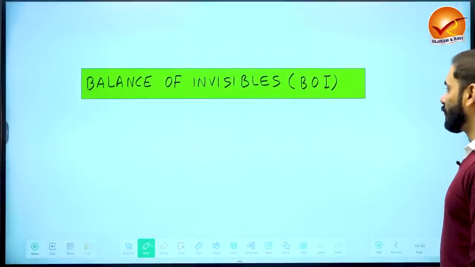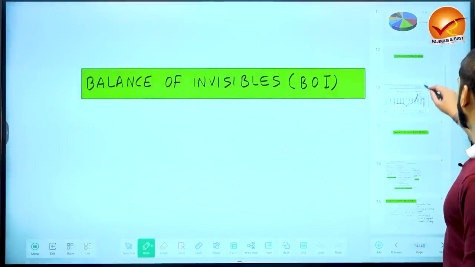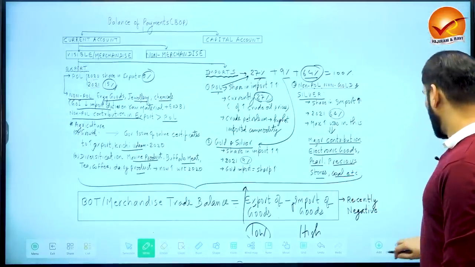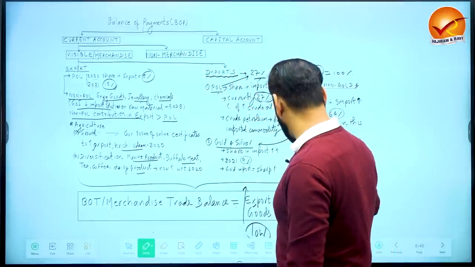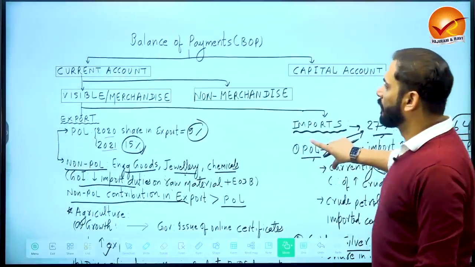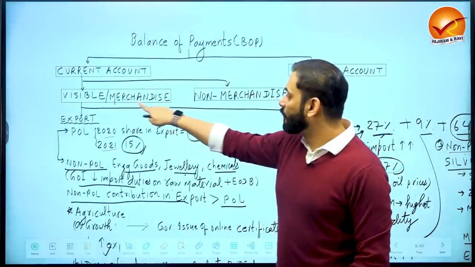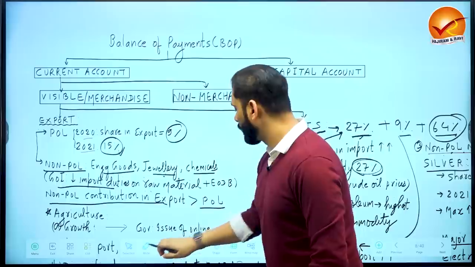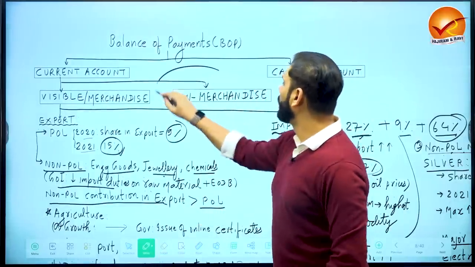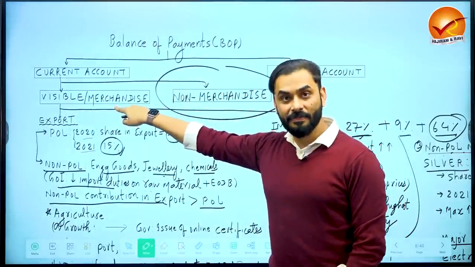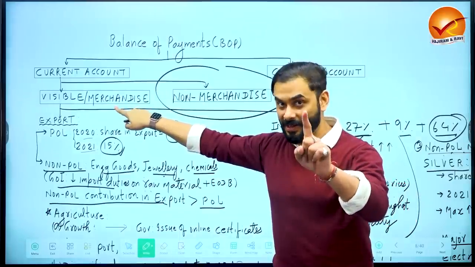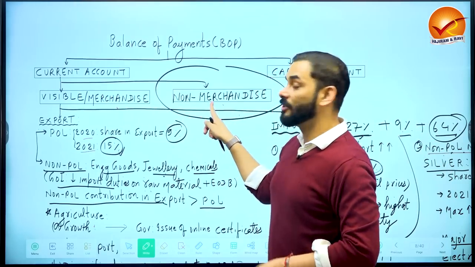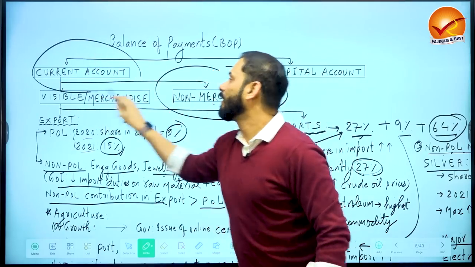Okay, so now we are going to get into balance of invisibles. So what is balance of invisibles? In this diagram, which I taught you, balance of payments, I have taught you current account. In current account, I taught you visible. Now we are going to understand what is invisible. We have seen that the balance of trade is very negative in India, right? Now we are going to look at invisibles and see what is their status. Then we will combine these two and then we will see what is the status of current account.